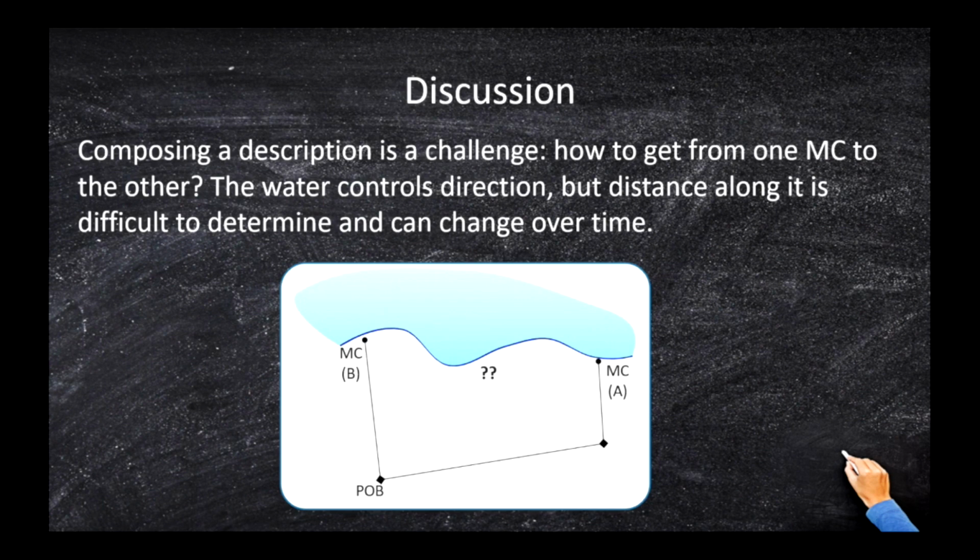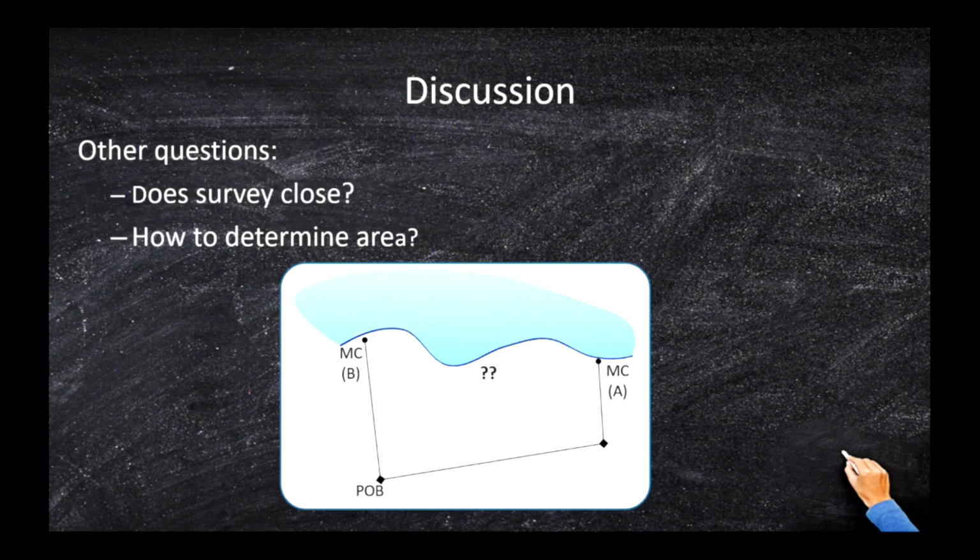We can write course descriptions for the 3 straight sides relatively easily. When we get to the riparian boundary, it gets to be more of a challenge because we can't write a simple distance and direction along that body of water. Plus, a riparian boundary can change position over time.